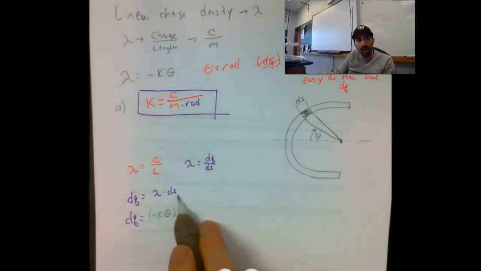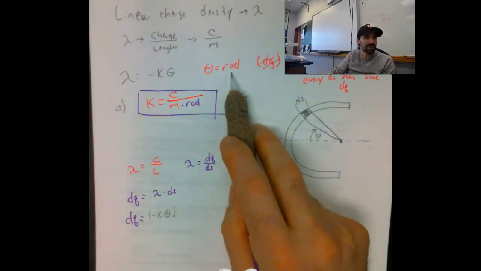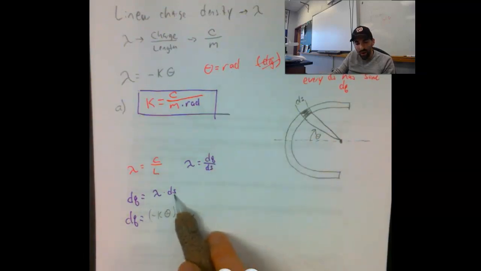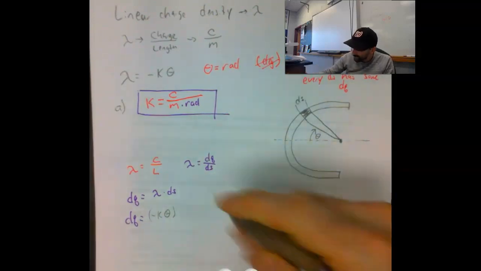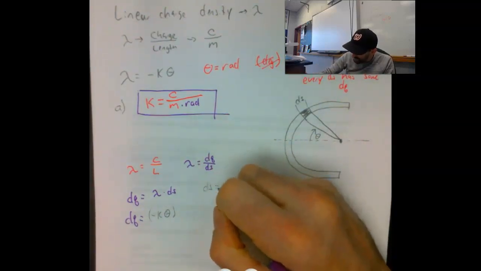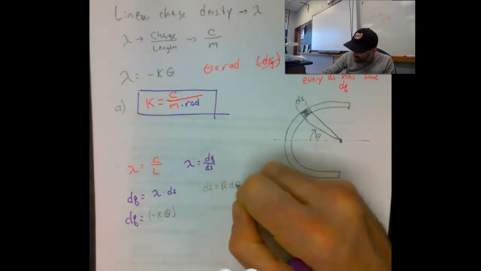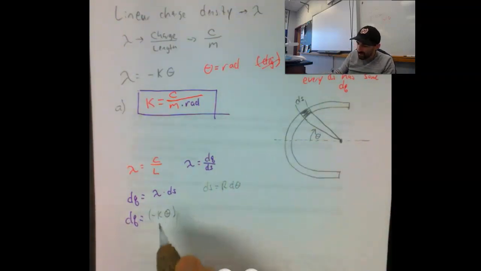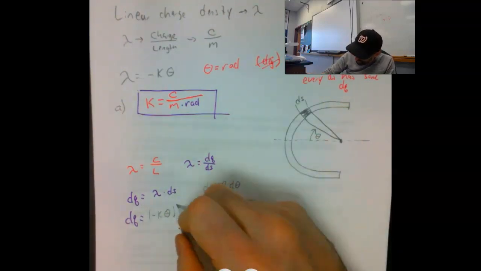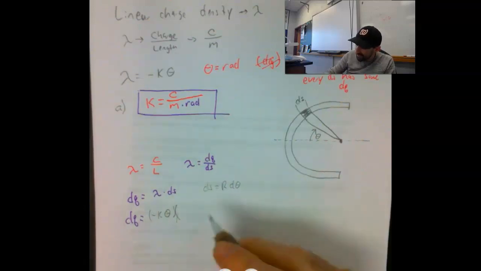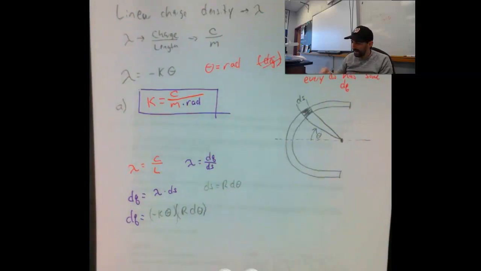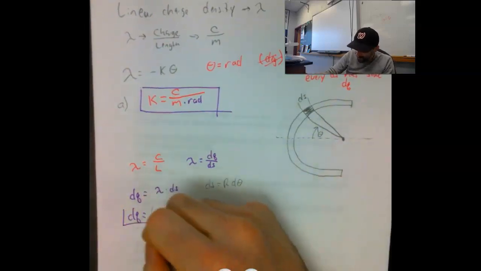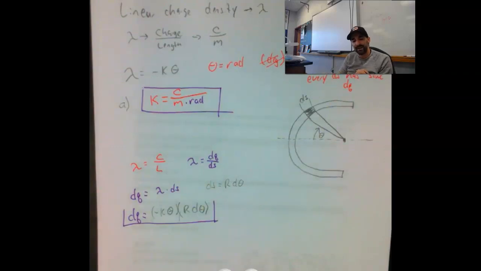And if I recall arc length, yeah, I told you there was a reason why we were using radians. If I recall arc length, I know by definition ds is equal to my radius times d theta. So I'm going to plug in for ds, and now I have dq by definition is equal to negative k theta times r d theta. Hey, I think that's going to be a useful thing to know. I'm going to write that down right there.